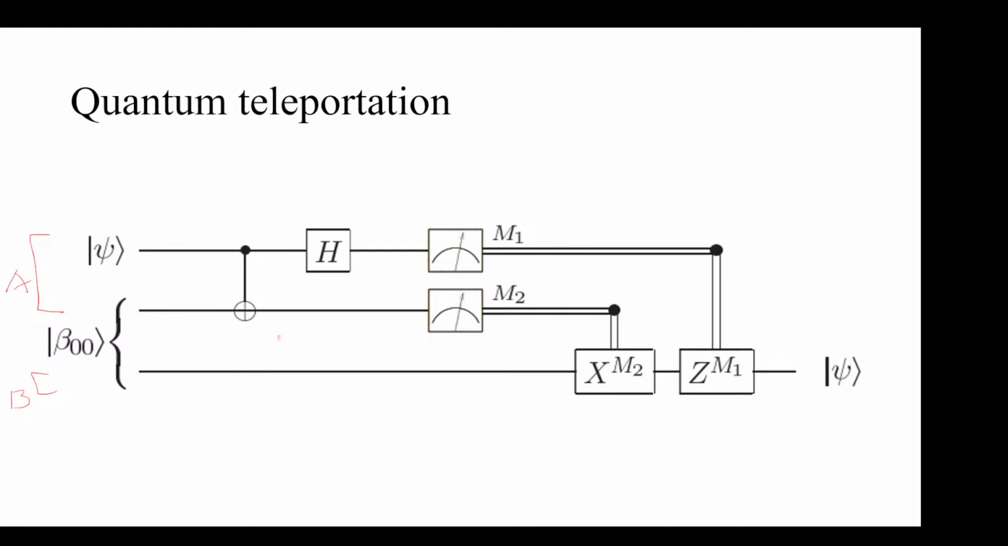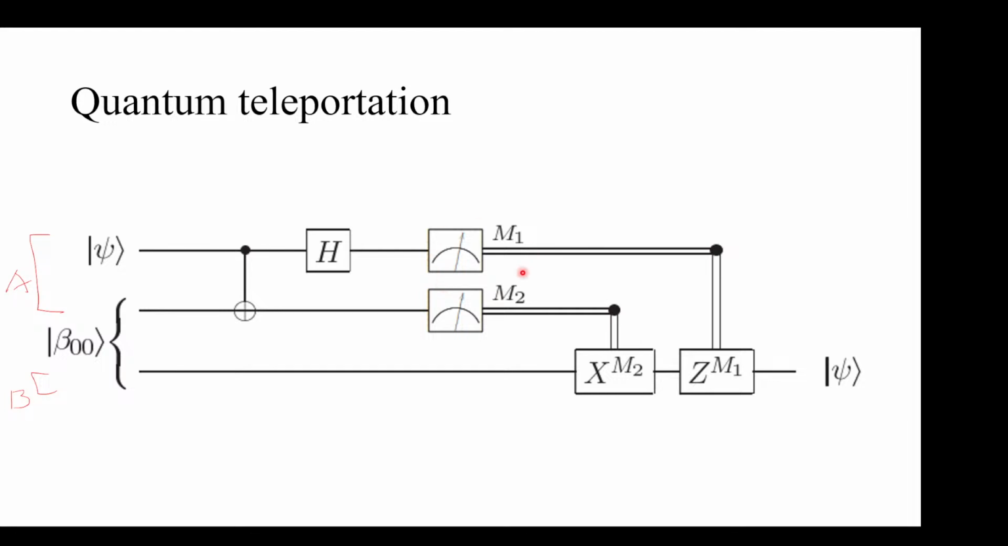And what Alice does is a CNOT gate, so she controls on the first qubit and applies a NOT gate on the second qubit. Then she applies a Hadamard gate. Then she measures both qubits in the computational basis, the same as measuring each one in its computational basis. The computational basis of 2 qubits is the tensor product of the computational basis on each qubit. This is pretty trivial.